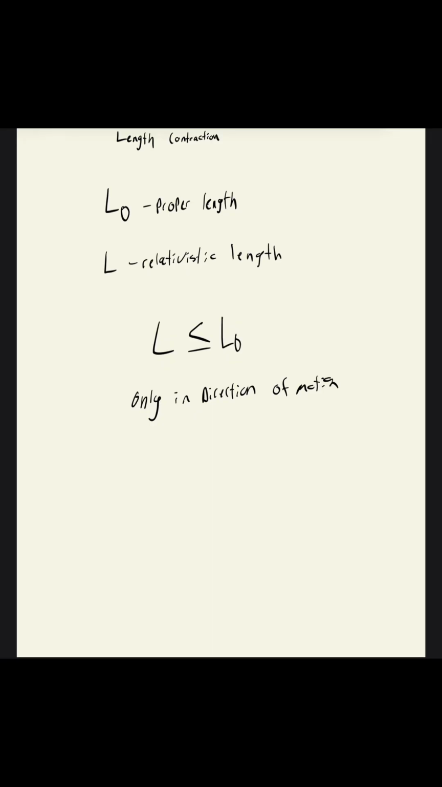So to summarize, proper length is the length of an object measured by an observer stationary relative to it. It is always the largest measurable length. Relativistic length, L, is measured by a moving observer and is always shorter than proper length. Contraction occurs only in the direction of motion and is a consequence of the constant speed of light, not a physical compression of the object.